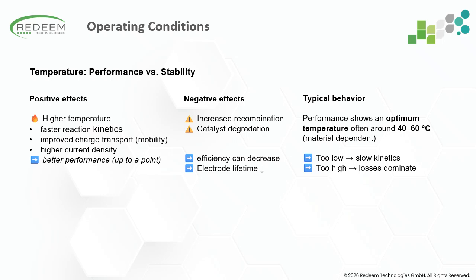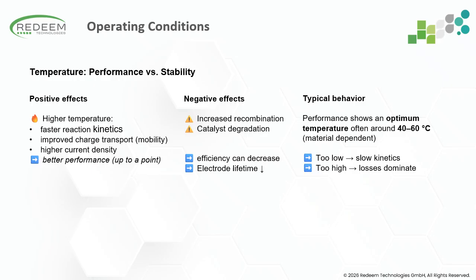At first glance, increasing the temperature seems beneficial for almost every electrochemical process. On the left here, higher temperature accelerates reaction kinetics, improves ionic conductivity, and often even increases the charge carrier mobility in the semiconductor. As a result, we usually observe higher photocurrents and lower kinetic overpotentials. So performance generally improves as the temperature increases.